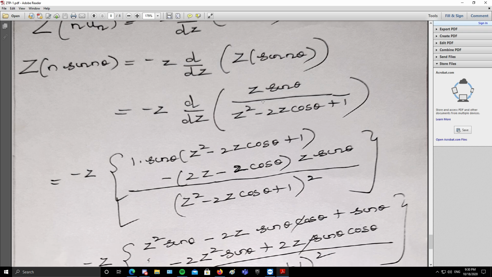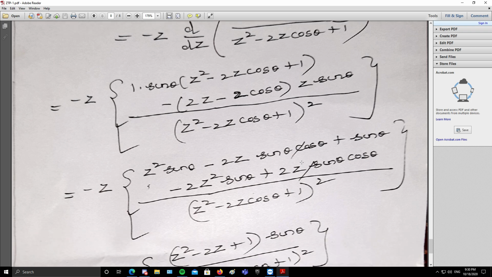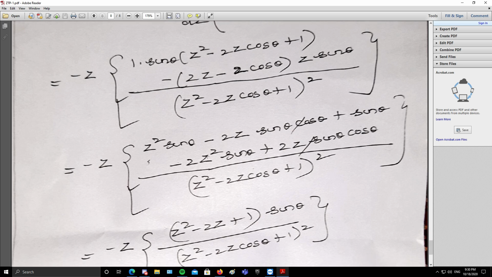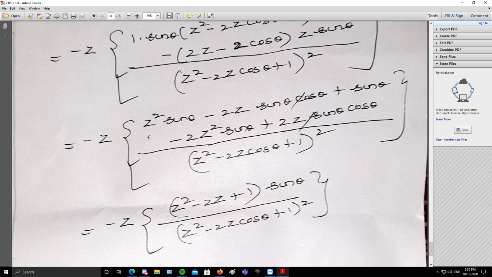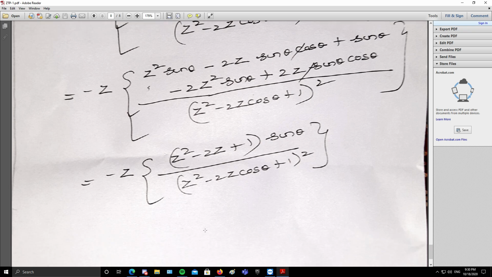So this you have to differentiate by the quotient rule. It is the derivative of the numerator, 1 into sin theta, into the denominator, minus the derivative of the denominator, 2z minus 2 cos theta, into the numerator, divided by the denominator squared. Now on simplification, 2z sin theta cos theta gets cancelled. So you have z^2 minus 2z plus 1 into sin theta. Outside you have minus z by the denominator squared.